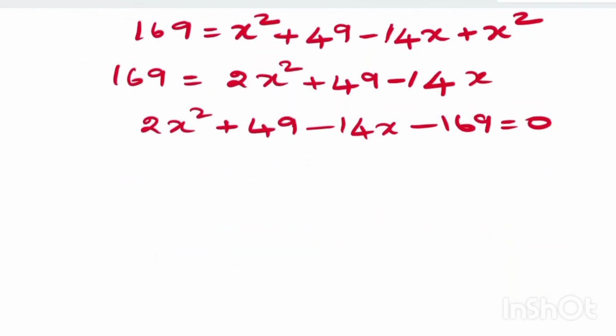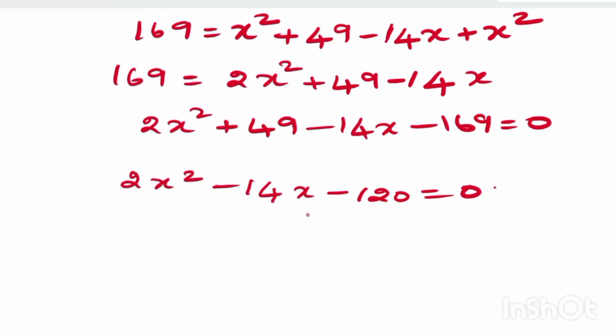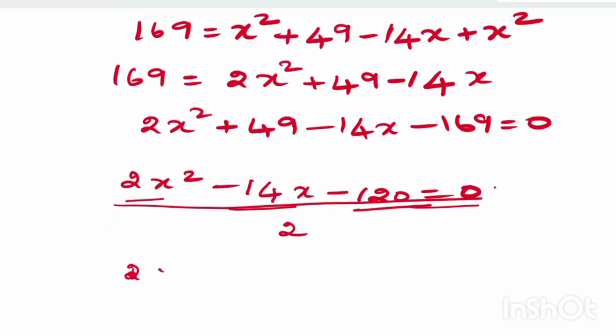So now what is plus 49 minus 169? It's minus 120, right? So 2x square minus 14x minus 120 is equal to 0. See, in this equation, what can you say? You can say that all these terms are multiples of 2, right? So we can divide this entire equation by 2. So it will become x square minus 7x minus 60 is equal to 0.